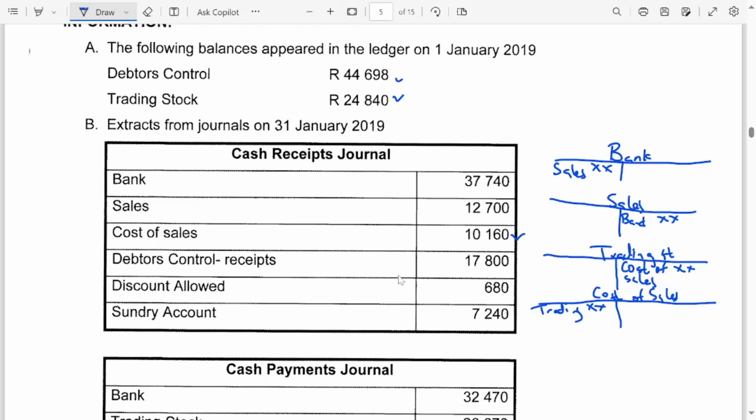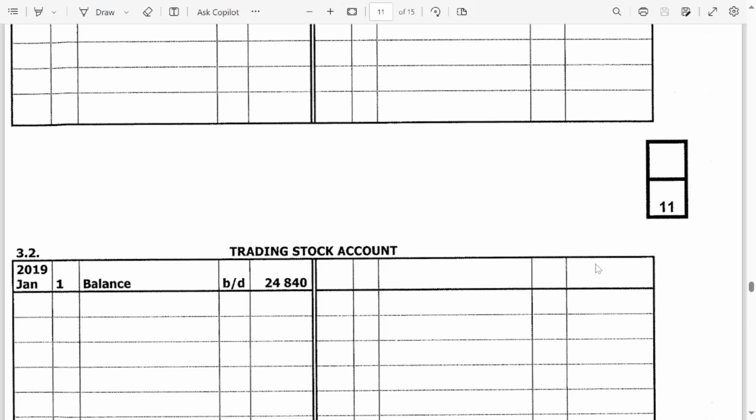Right, so let's go and record. Cost of sales. The cost of sales is decreasing because in the CRG, the trading stock is decreasing since we are selling it. So let's go and record it. 10,160 CRG. So this is the cost of sales. This is 31 January 2019. Right.